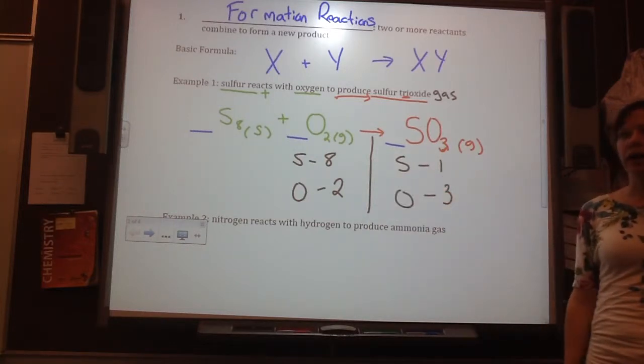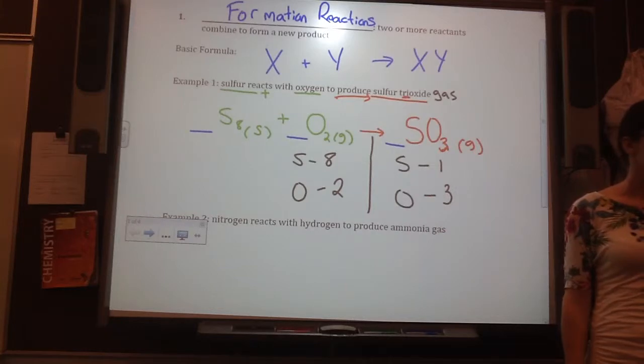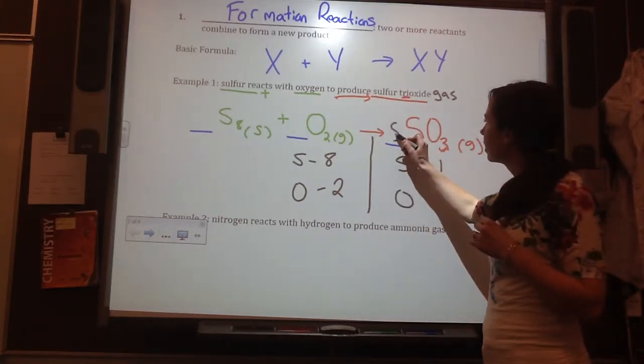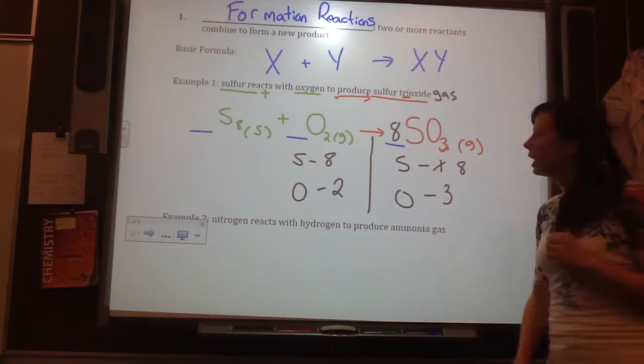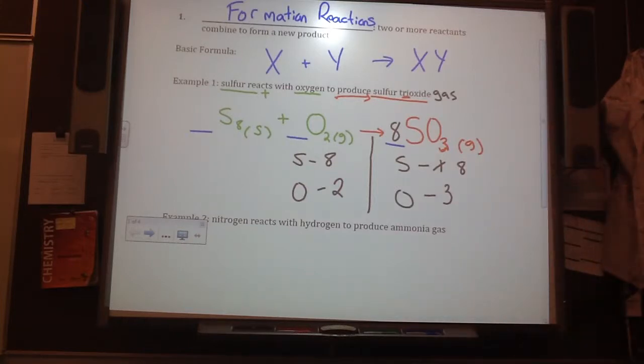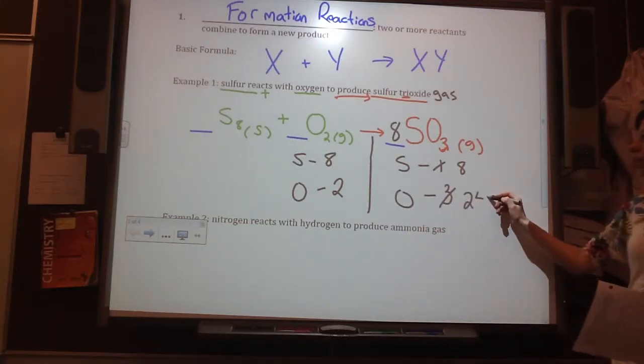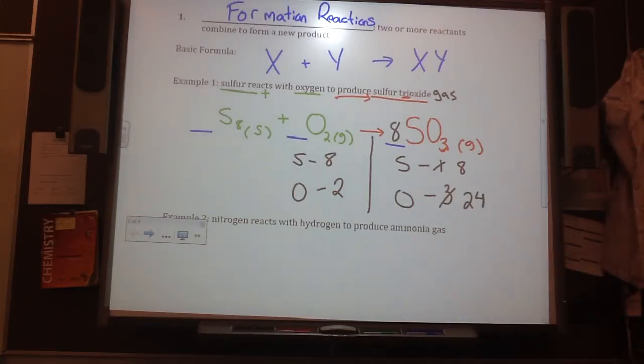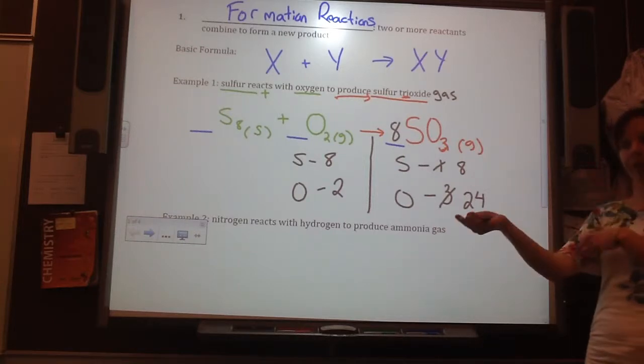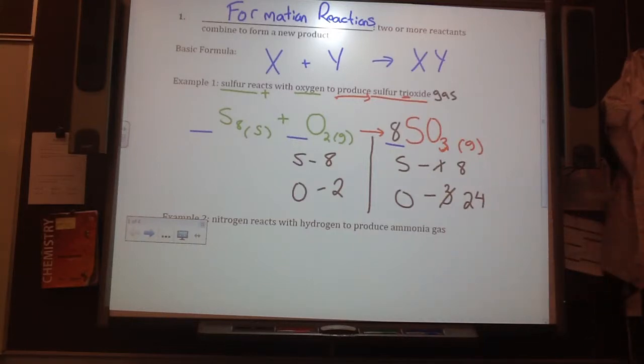So how could I fix that problem? You can put an 8 in front of here. So now I have 8 S's. But how many O's do I have now? 8 times 3 is 24. So now I'm going to cross out the 3 and put the 24. Now, I'm purposely crossing out rather than erasing so that I can see what work I've done. You can follow your steps easier when you just cross out and write at the side.